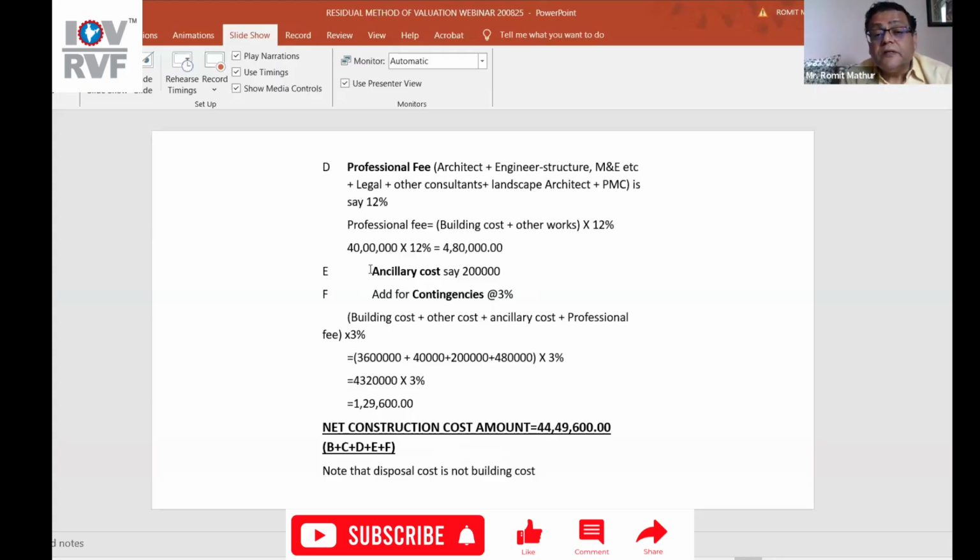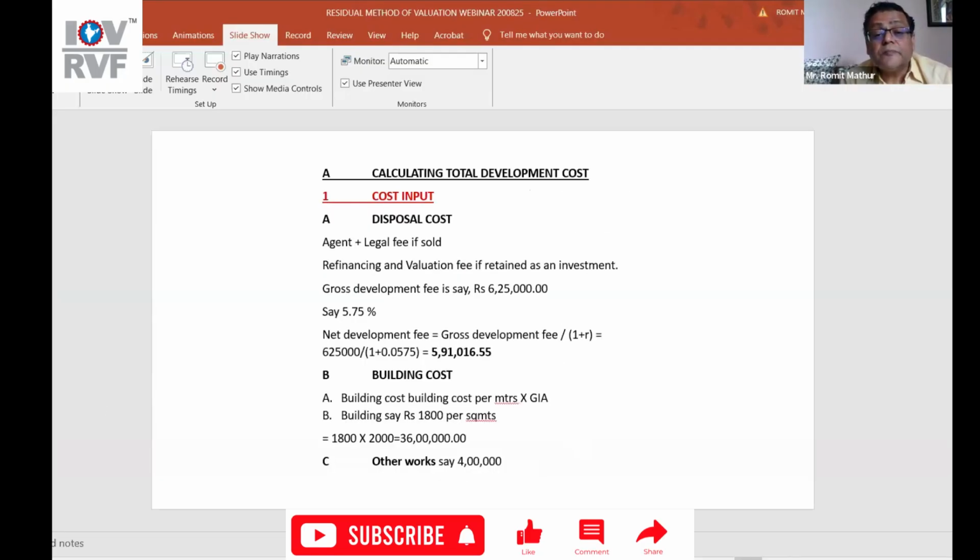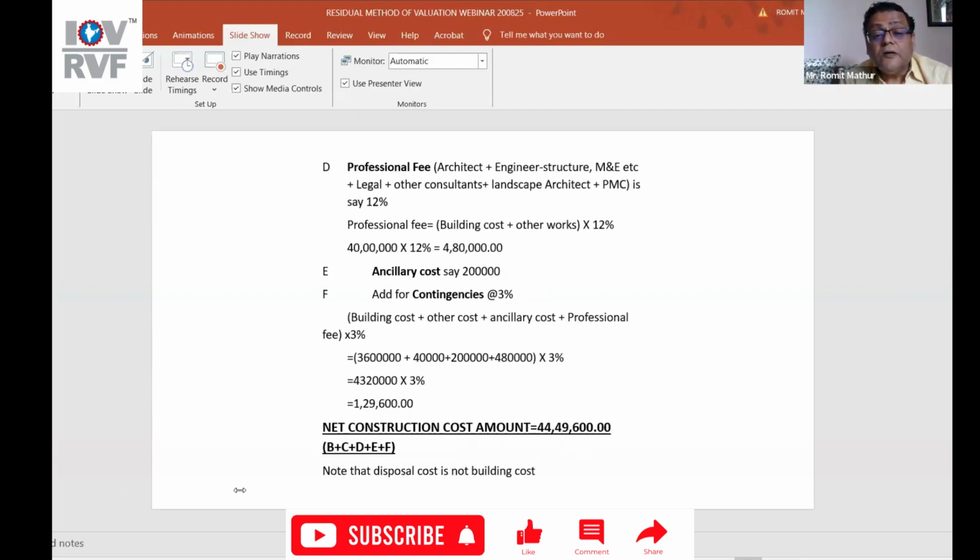Professional fee, there would be an ancillary cost, contingencies of 3%, building cost plus other costs, ancillary cost, professional cost. This is the net cost. Net construction cost amount is 4449 that we calculated earlier. Note the disposal cost is not building cost.